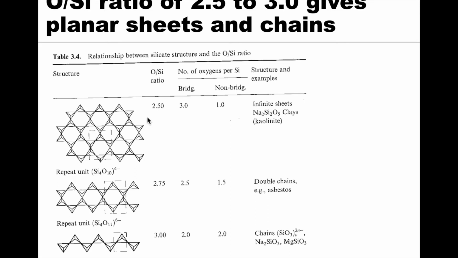So for 2.5, when we have one non-bridged, it gives us a planar structure, or sheets, infinite sheets. So these are just planes, and then the planes are held together. And then for the higher numbers, 2.75 and 3, these give us chain-like structures. So either a double chain for 2.75 or a single chain for 3. So you can kind of see that we're going from a 3-dimensional structure to a more 2-dimensional structure to a more 1-dimensional structure as we add more and more non-bridging oxygens into these silicates.